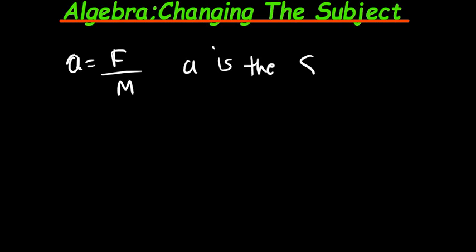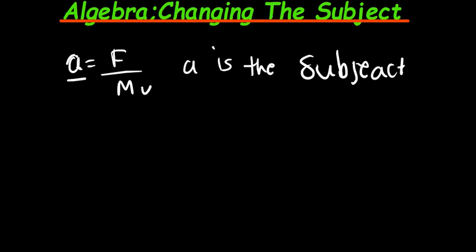In this video, we're going to go over algebra, changing the subject of the formula. Let's say you have a = f over m, which simply means that a is the subject of the formula. Now, if you want to change the subject, we just use normal algebraic arithmetic.